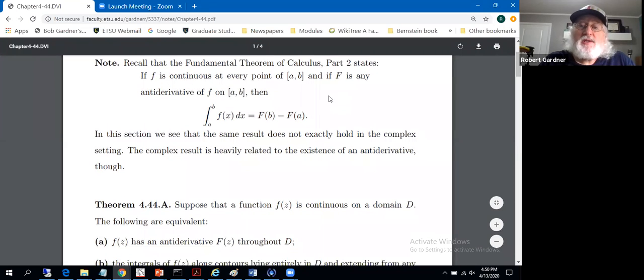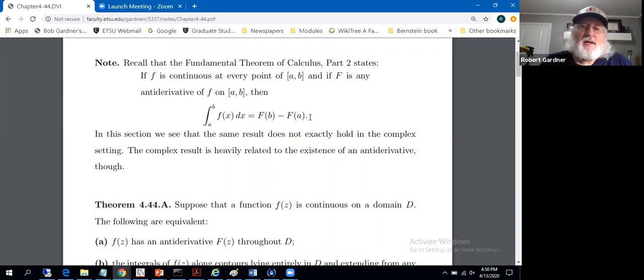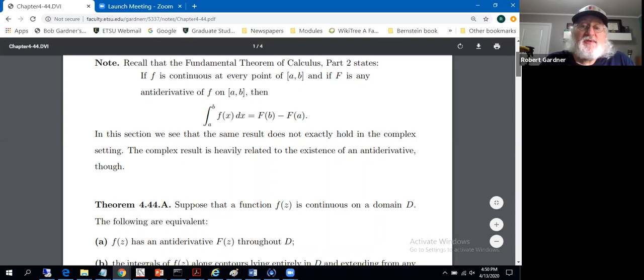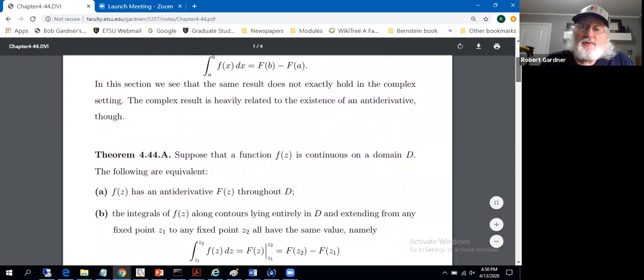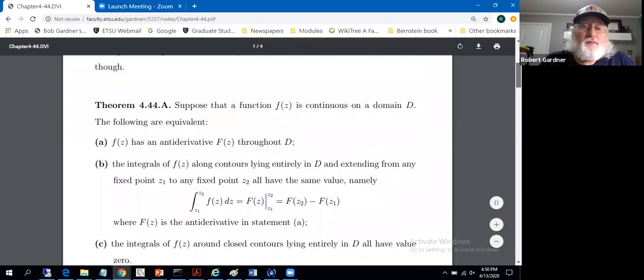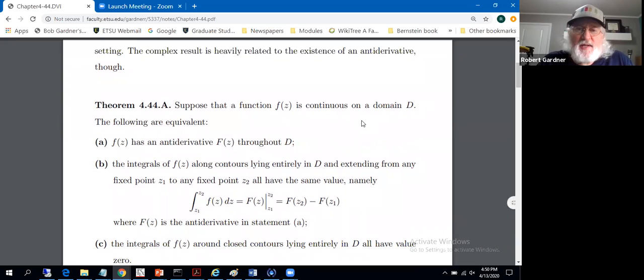But we want something like this for ourselves. We want something like this for the complex setting. So the plan is, what can we do in the complex setting that relates antiderivatives and values of integrals? Theorem 4.44.a is the big result of this section. The proof's in the next section. We'll probably gloss over that.